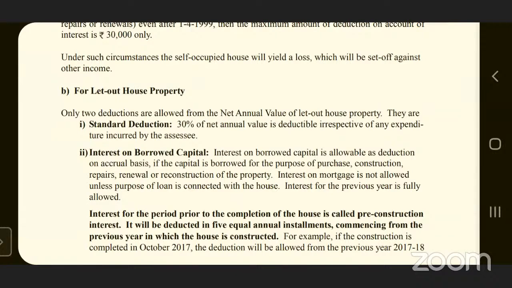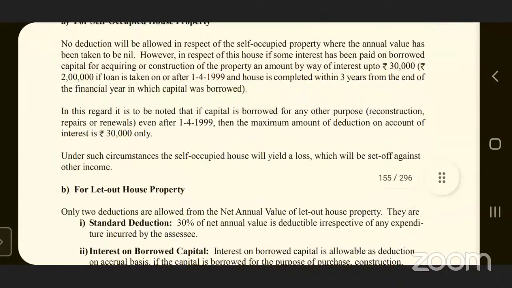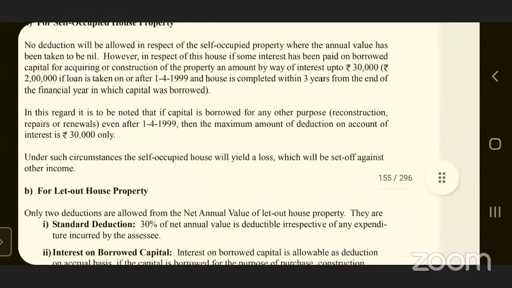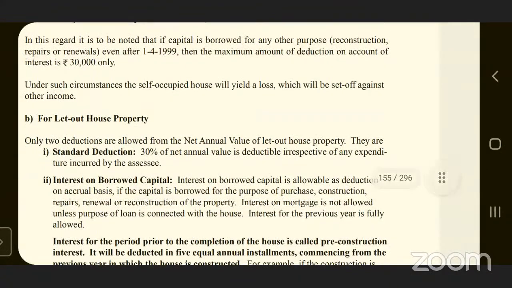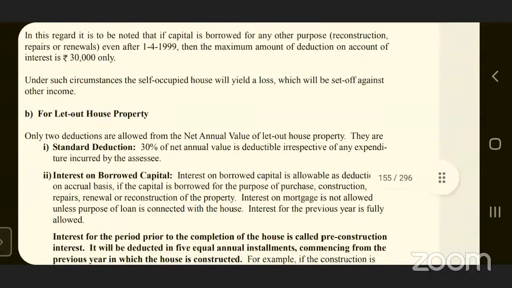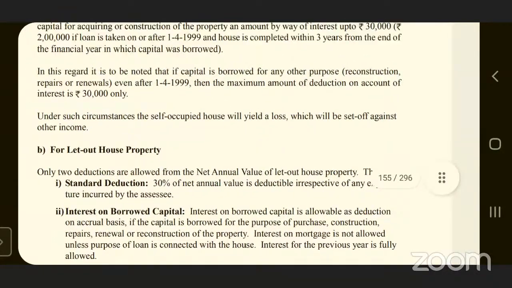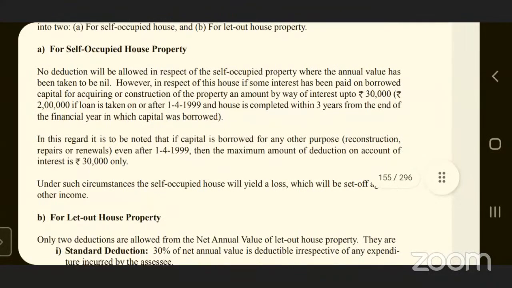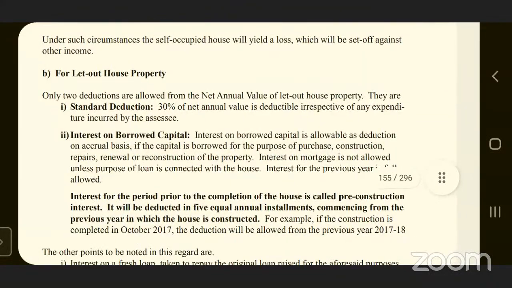only 2 deductions are allowed from the net annual value of let out house property. Those are standard deduction and interest on borrowed capital. So that is 30% of net annual value. Next one is interest on borrowed capital.